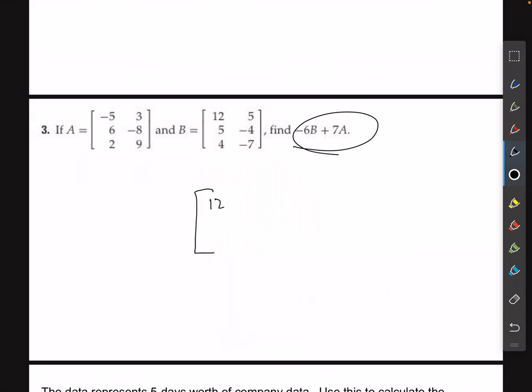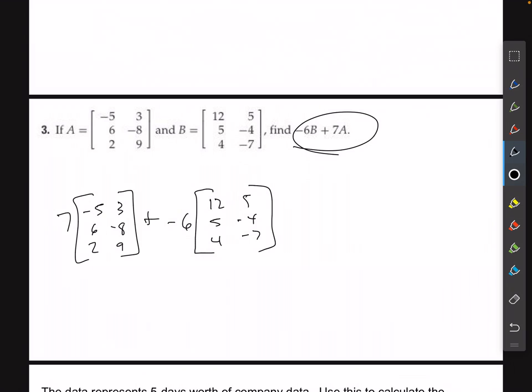Here's matrix B. Be careful with your A's and B's. Okay, so I have matrix B here times negative 6, and they want us to add that to 7 times matrix A. Okay, so I'm just copying that down here so I can perform the operations. All right, so I'm just going to rewrite this below. I'll do this in red. Okay, so I'm gonna multiply it out.